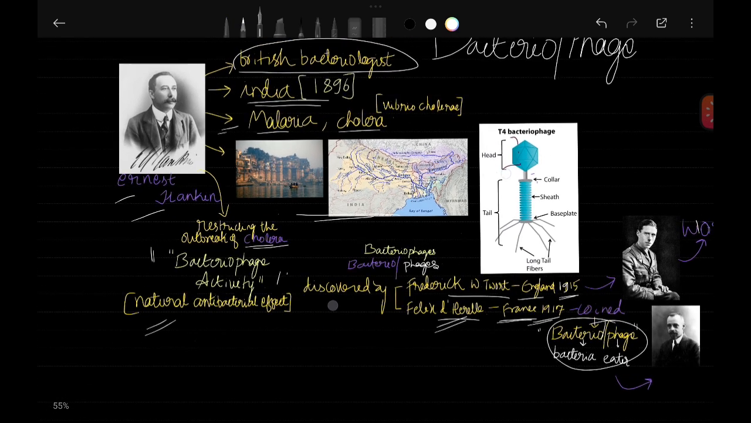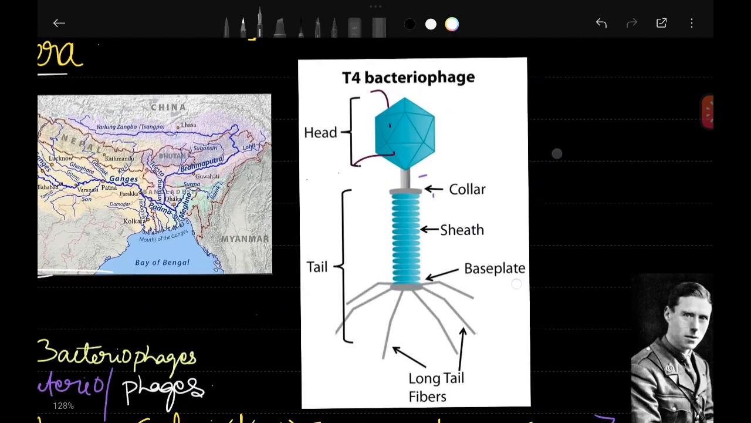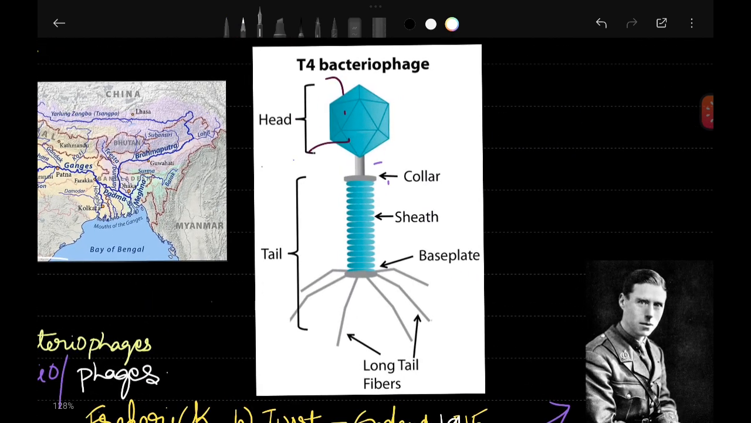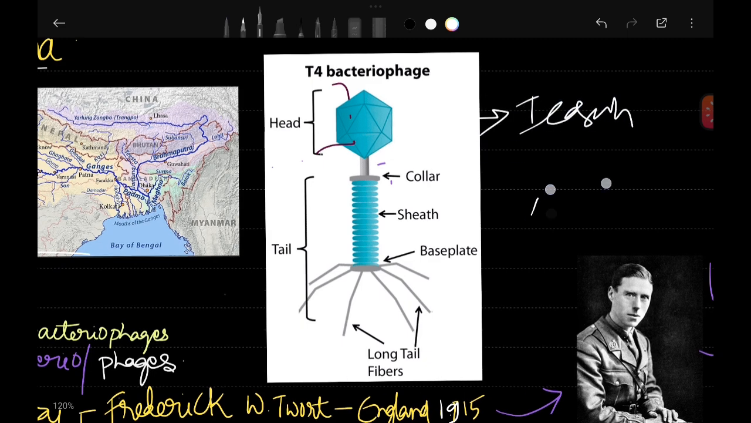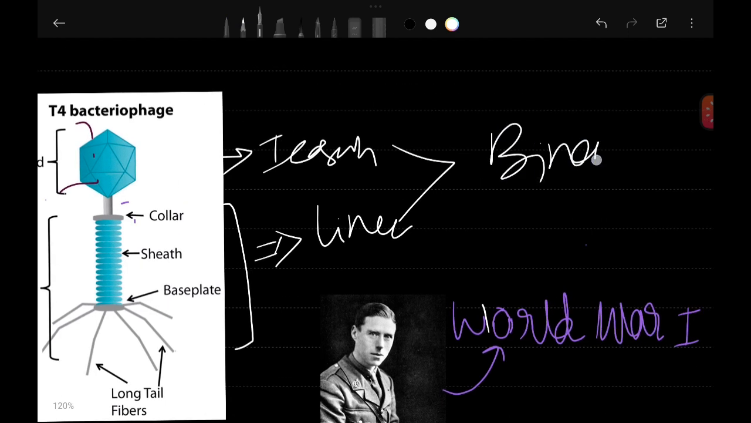So this is about the introduction of the bacteriophage, and let us now discuss the structure of the bacteriophage. Basically, the structure involves the head and tail portion. The head portion resembles icosahedral symmetry, whereas the tail portion resembles a linear symmetry, both giving the bacteriophage binary symmetry. So this is about the bacteriophage.